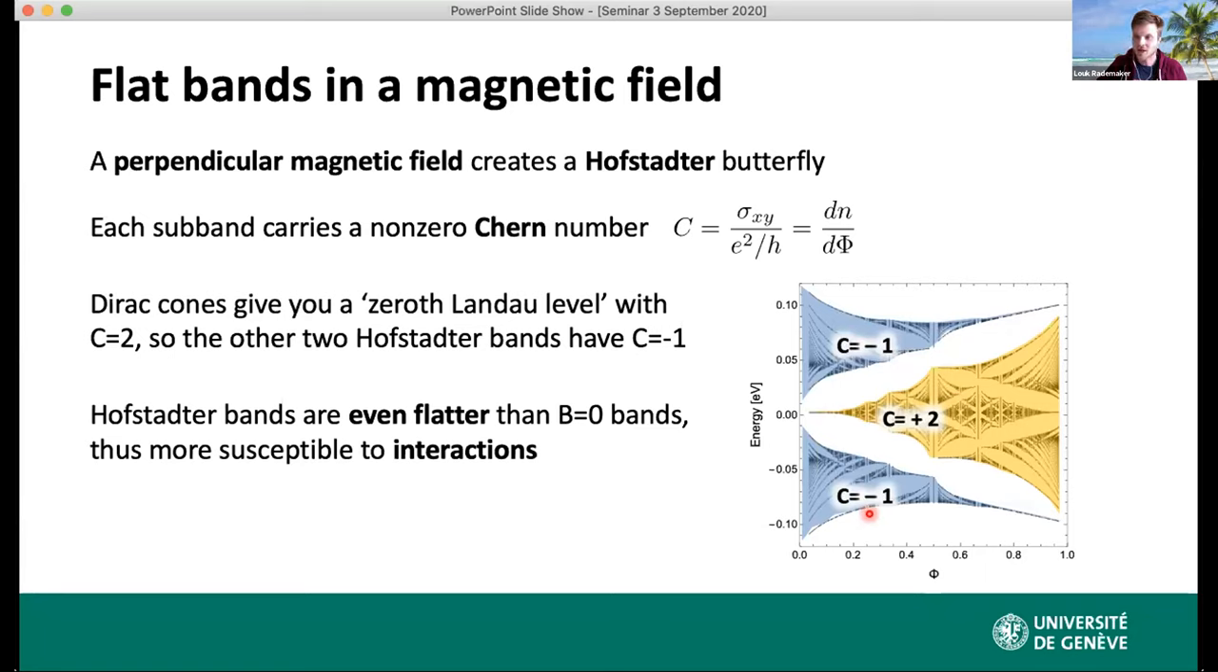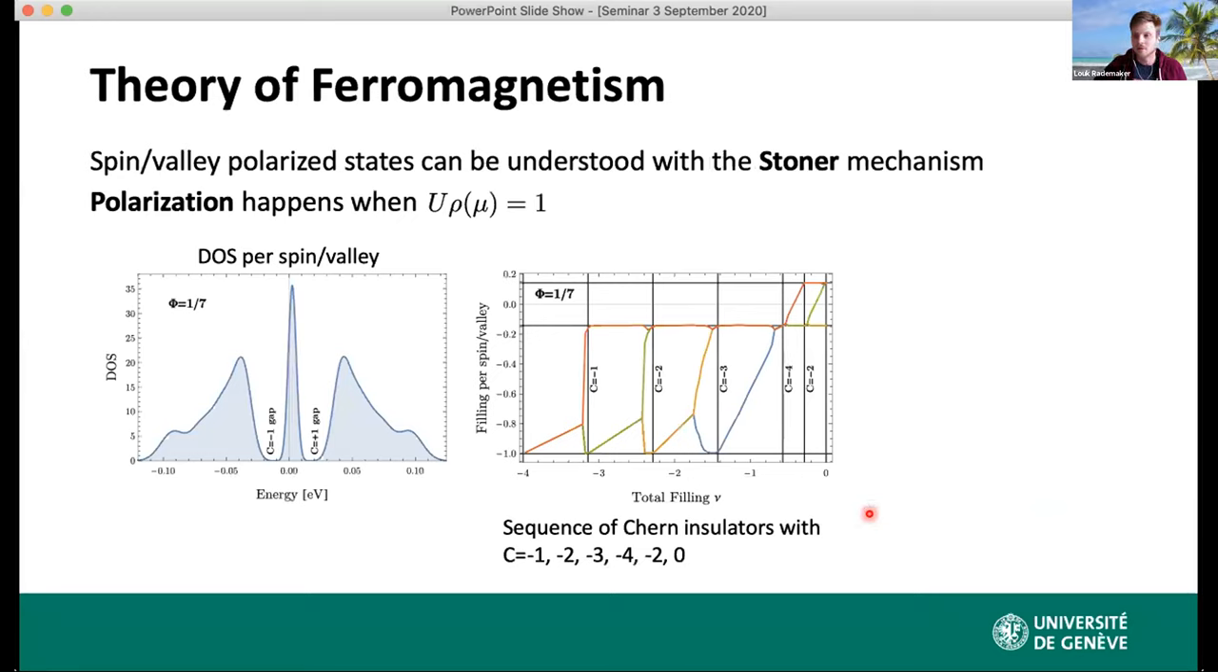And the interesting thing now is that because you started out with flat bands, you know that in flat bands correlations play an important role. The moment you make them even flatter by introducing the magnetic field, you are even more likely to get interactions. So what we did is a Hartree-Fock calculation to start with, and the basic thing that you will get is spin and valley polarization, because the butterfly I showed you is fourfold degenerate, so you have spin and valley degeneracy.